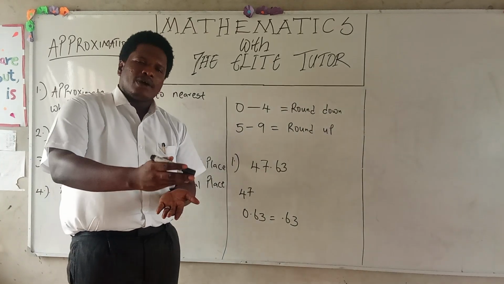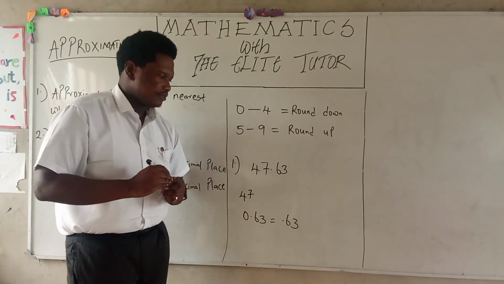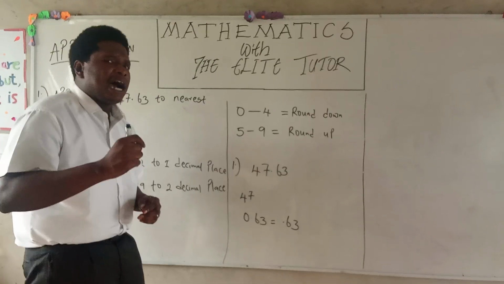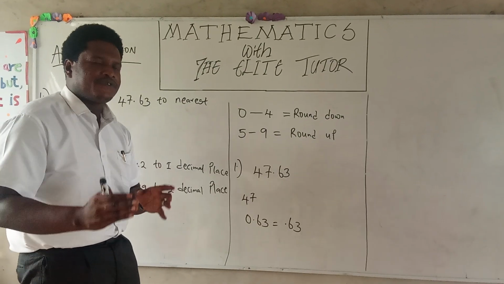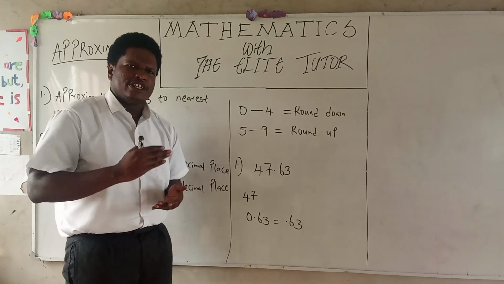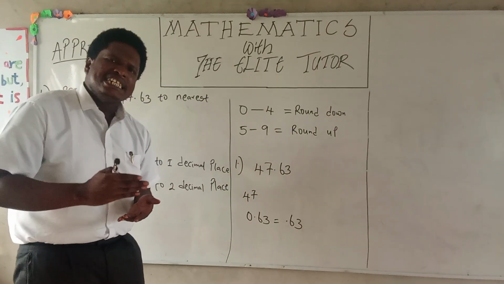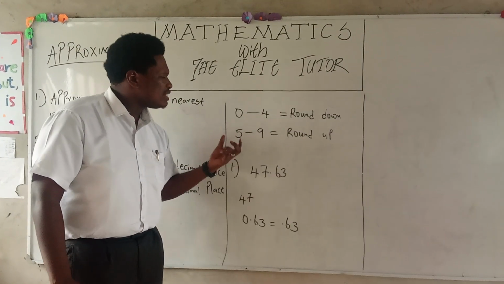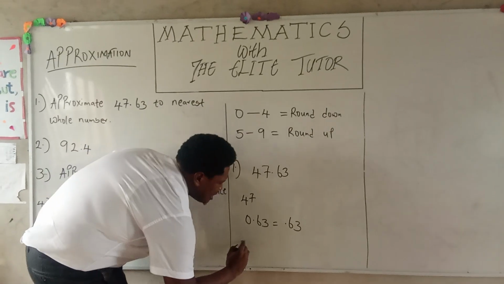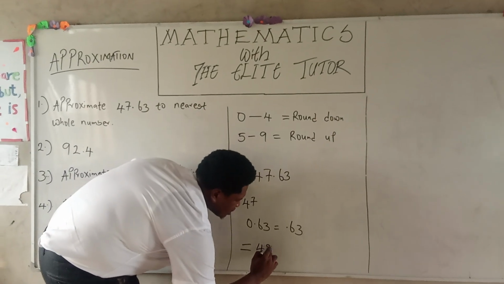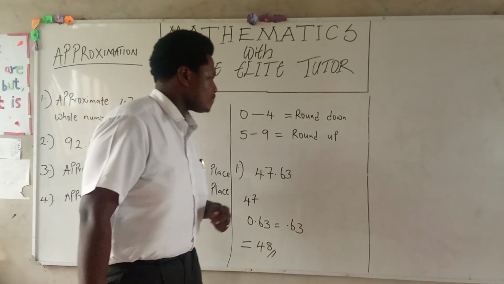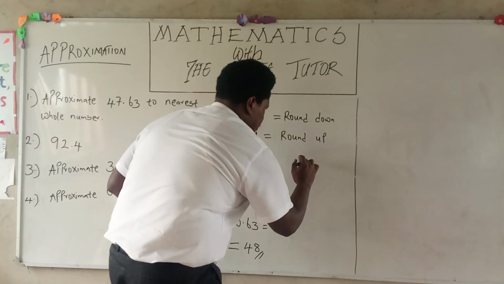So they are going to increase by 1. If the number after our decimal fell between 0 to 4, our final answer to the nearest whole number would have been 47. But the number after the decimal is 6, and 6 falls within 5 to 9, that means our final answer will be 48. Now let's look at the next question.